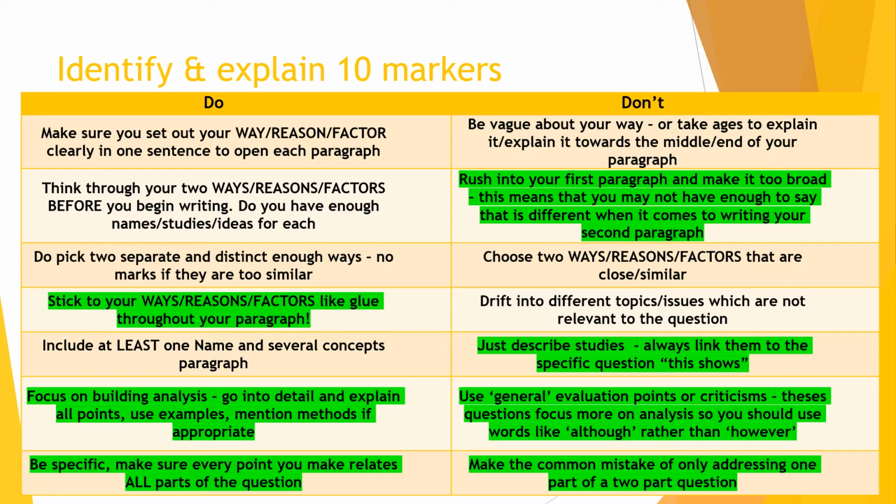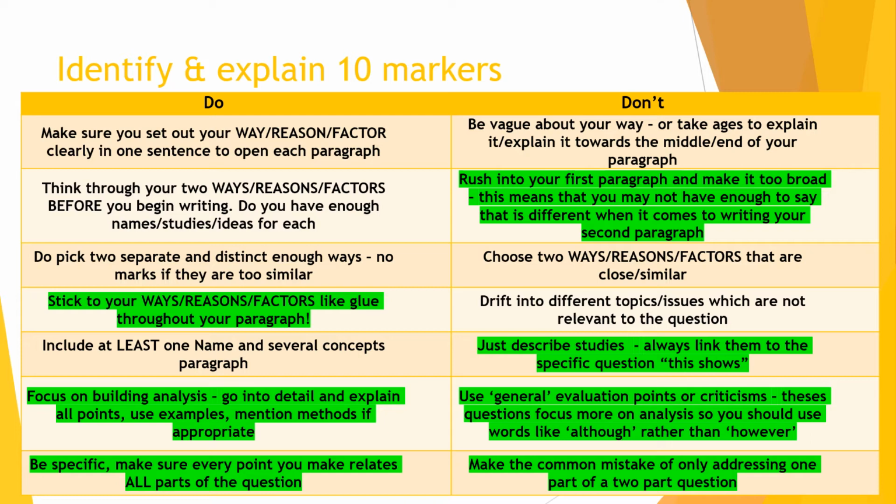You don't want to write one paragraph, then start a second, and end up drifting back into repeating what you've already said. Don't just describe the studies. You can talk about theory, you can talk about a person or a theorist, but why are you discussing them? It's all well and good describing in masses of detail Parsons' theory of the family, but what's it got to do with the question? Avoid using general evaluation.